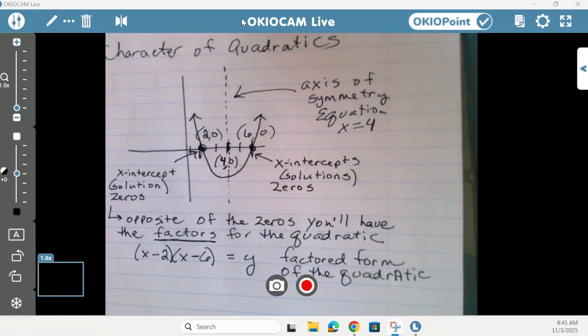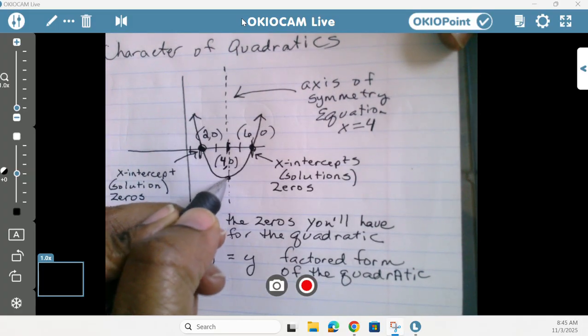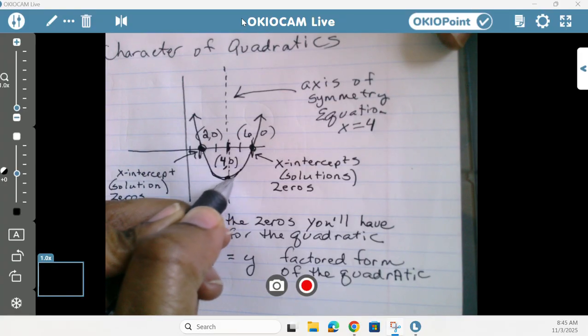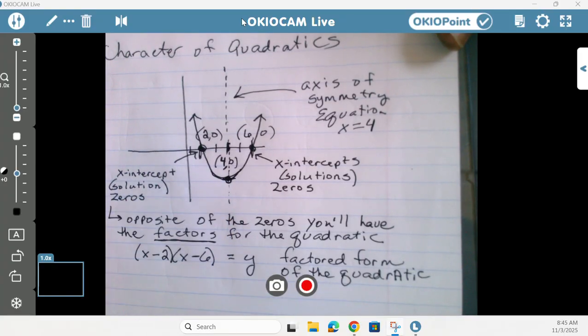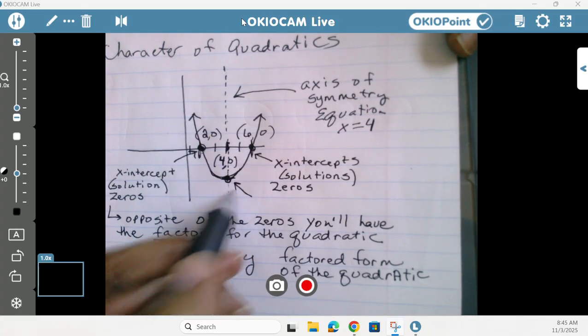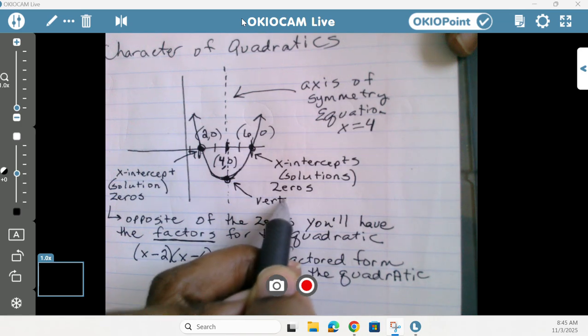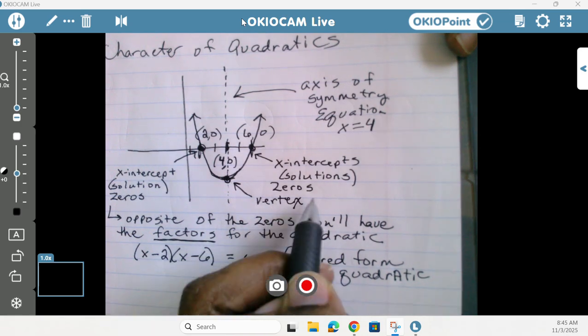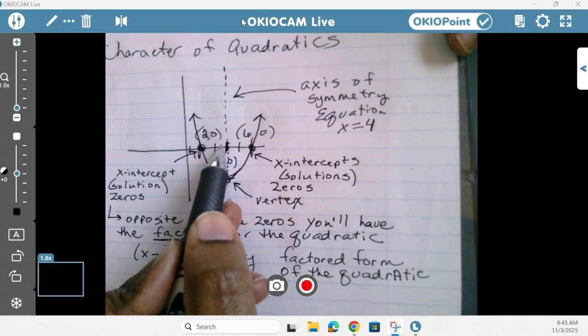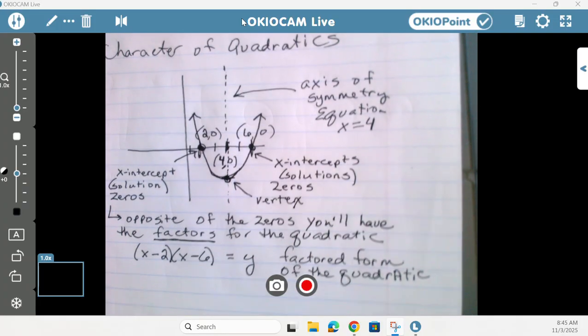Now, that axis of symmetry is also where you find your highest or your lowest point, called the maximum or the minimum, also called the vertex. We talked about that last week. The vertex should be somewhere in here. And I know that that point is the vertex, and I think that it is at (4, something), but I don't know what that something is just yet.